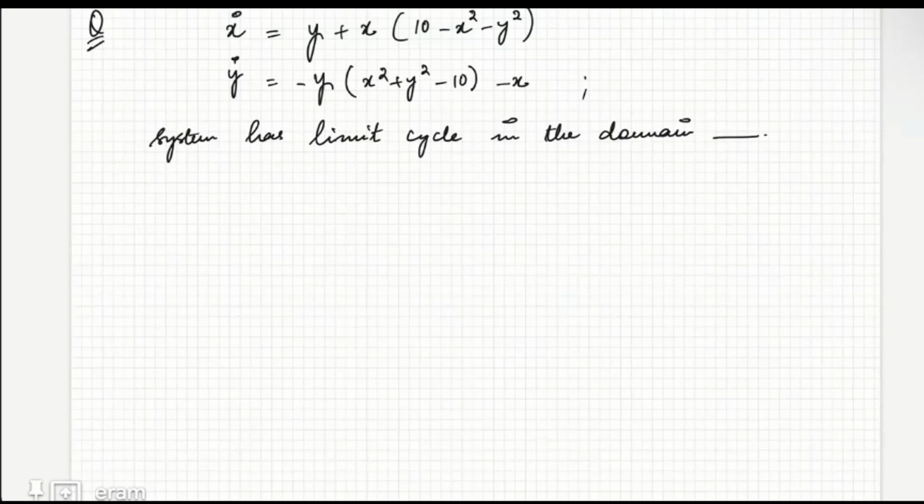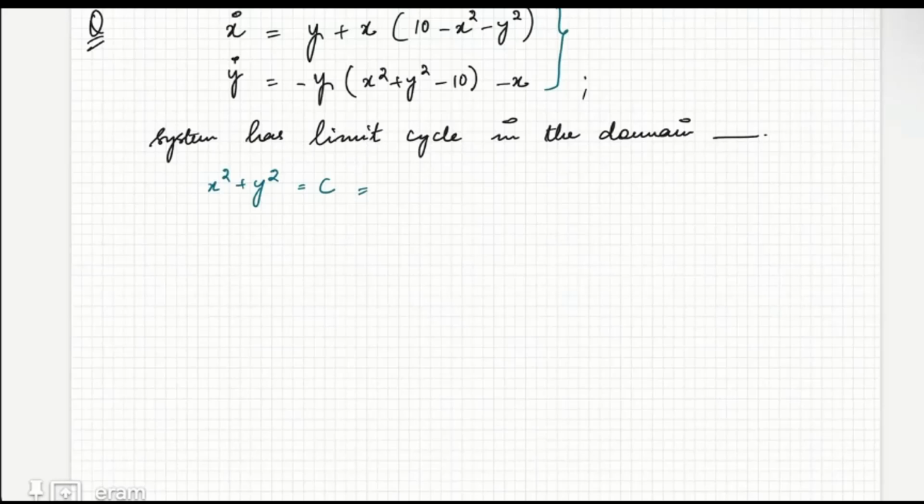Okay, in order to check the existence of a limit cycle, let's start with a closed curve. So let's consider a curve given as x square plus y square equals c. This is obviously a closed curve whose radius depends on the parameter c, and let's check how the solution of the system given by this differential equation behaves when we consider the dynamics along any closed curve given as x square plus y square equals c.